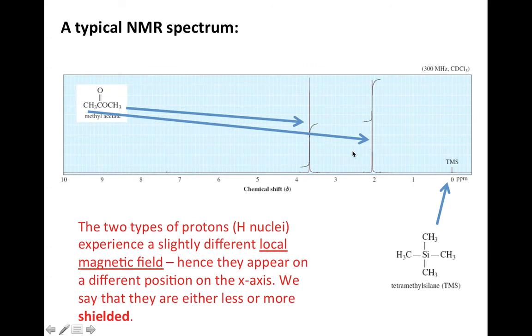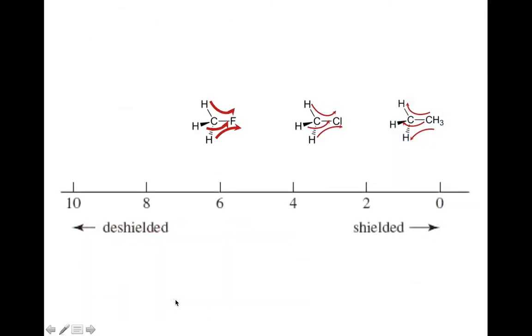So these two hydrogen environments, these two types of protons, experience a slightly different local magnetic field just because they're in different chemical environments in the molecule. So that's why they appear at different positions on the x-axis. And we say that they're less or more shielded. So I'll tell you what shielding means.